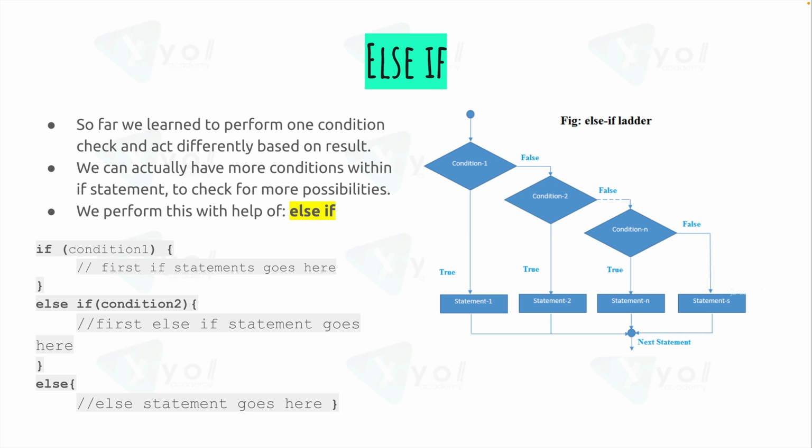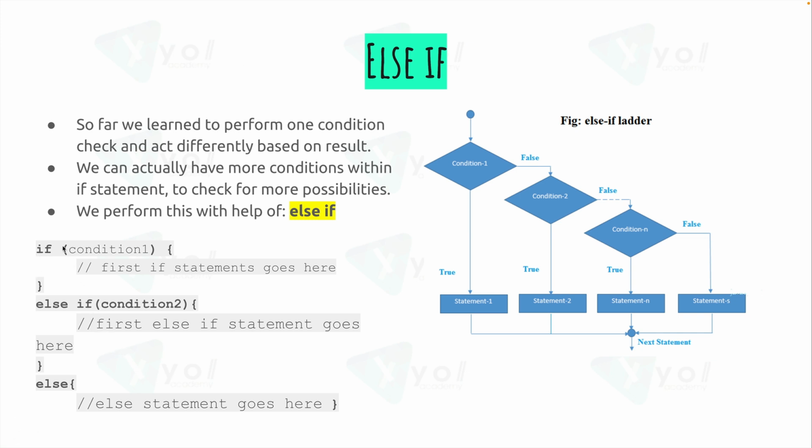Next part we need to understand is the else if clause. Now, so far we learned how to perform different actions based on one condition. If it's true, we do something. If it's false, we do something else. And in some situations, you want to have multiple conditions, and based on each condition, you want to perform a specific task or specific instructions. Now for this, we will use the else if clause. Now what is the else if clause? Basically, here's the simple syntax.